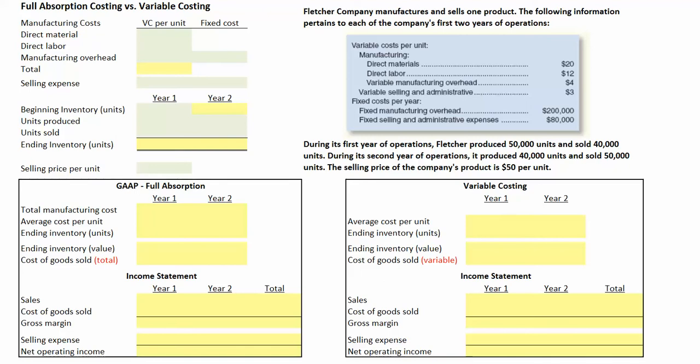Let's go ahead. The Fletcher Company manufactures and sells one product. The following information pertains to each of the company's first 2 years of operations. We're told that direct material costs are $20 per unit, direct labor costs are $12 per unit, and variable manufacturing overhead is $4 per unit, which means our total variable manufacturing cost is $36 per unit.